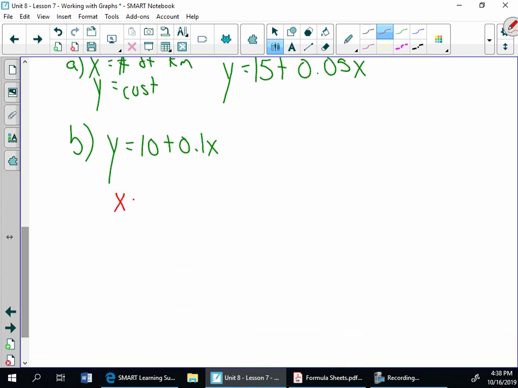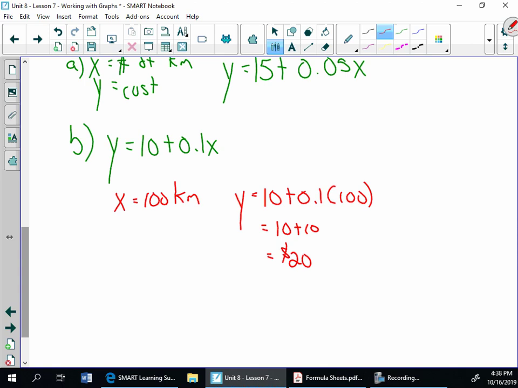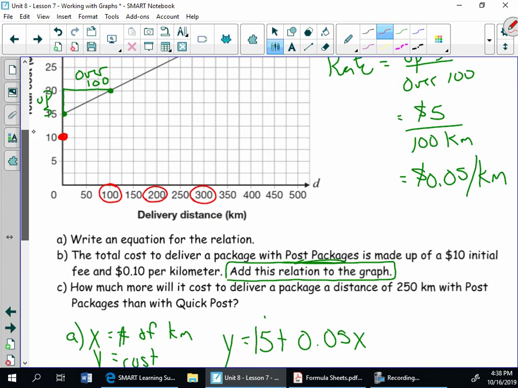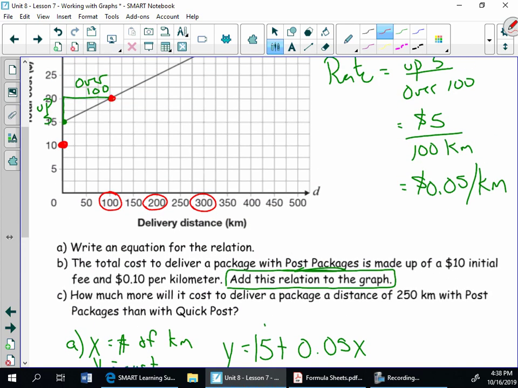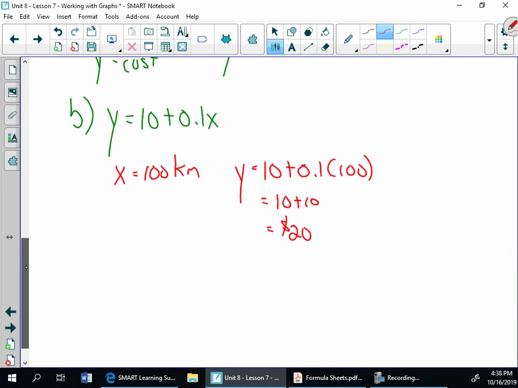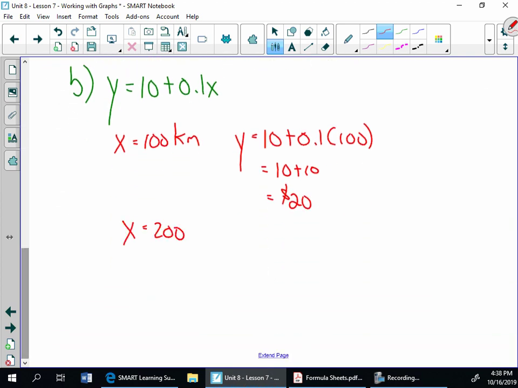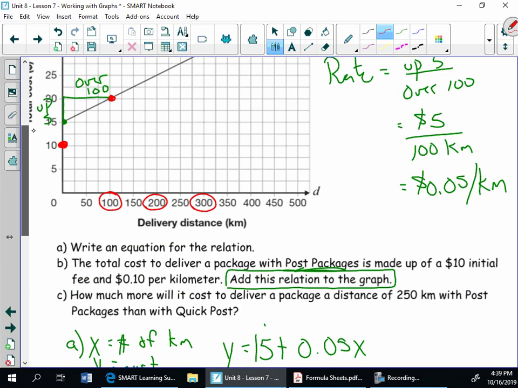Let's see what happens. If x was 100 kilometers, because x is my distance, I'm going to end up with y equals 10 plus 0.1 times 100, or in other words, 10 plus 10, 20 bucks. When I go 100 kilometers, it costs me $20. So 120, there's another dot. If I wanted another one, what could I do? Well, let's make x be 200 kilometers. Let's use our exact same equation. We're going to make x be 200 this time. We'll get 10 plus 20. That's 30 bucks. 200 kilometers is 30 bucks.